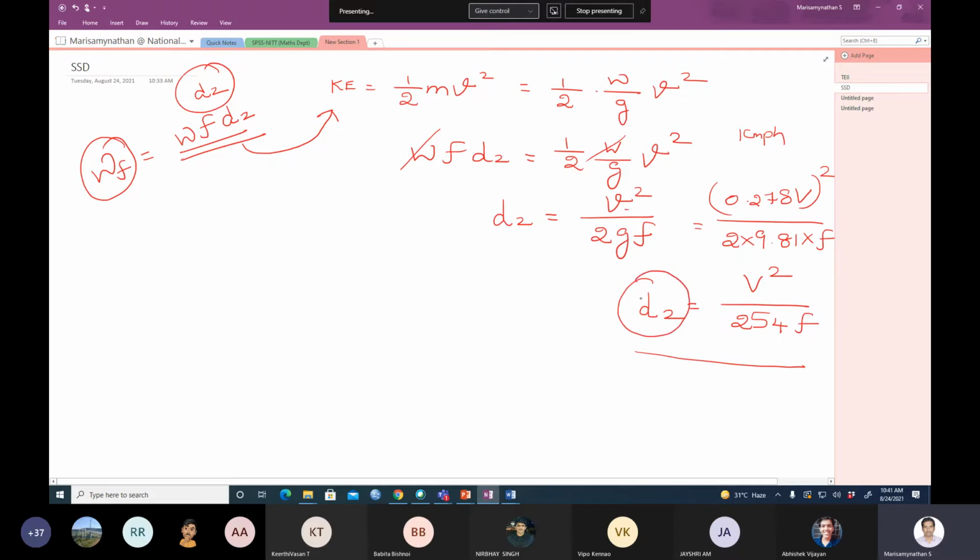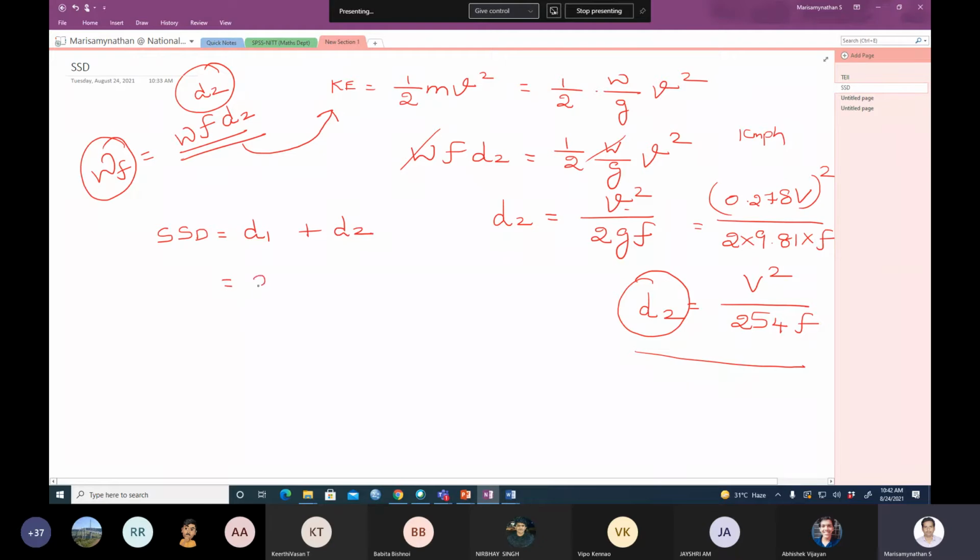That d2 ultimately depends upon the coefficient of friction, the weight of the vehicle, and also the velocity, which indirectly gives the braking force and the kinetic energy. Simplifying, d2 is equal to v squared divided by 2gf. If you are considering kilometers per hour, then d2 is equal to v squared divided by 254f. So this is the final equation, and I have already defined SSD as nothing but the two components d1 plus d2, the lag distance and the braking distance.